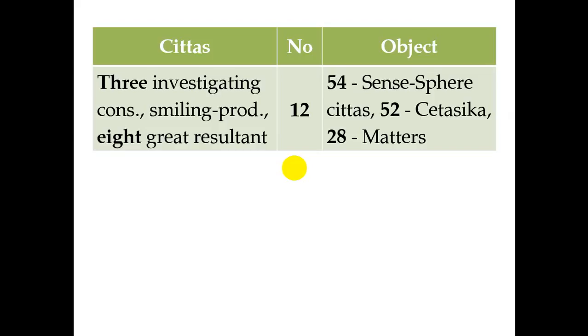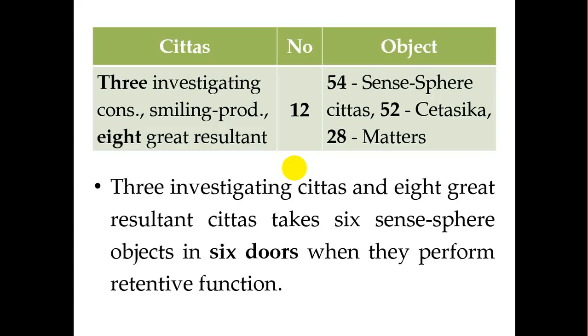When we talk about the sense sphere, in terms of Citta we have 54 Cittas, and we also have 52 Cetasikas that associate with the 54 Cittas, and also 28 material phenomena. So we are talking about Cittas and objects. Let's look at the meaning behind. So here I have taken this one.